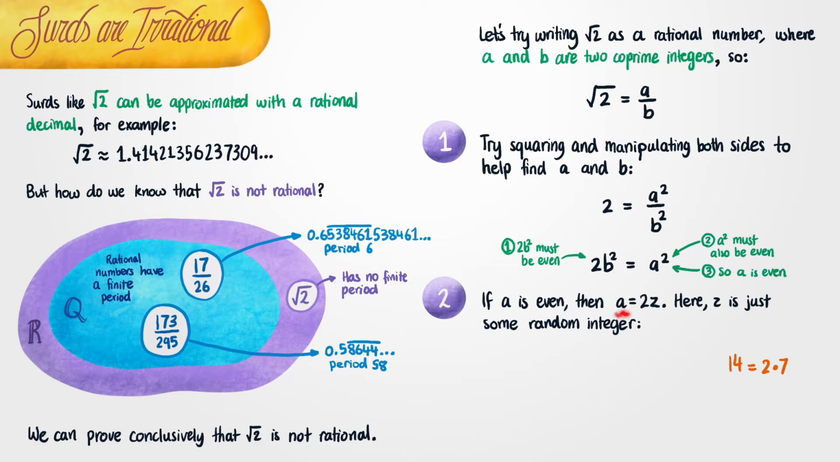But if we know that a is exactly the same thing as 2 times z, then we can go ahead and replace this a over here with 2 times z. Make sure you don't forget your brackets though. So by replacing a with 2z, we know that 2b squared is the same thing as (2z) squared. Now we can use the index laws to distribute this 2 to both of these terms. After this, we can say that 2 squared is the same thing as 4. And then if we just go ahead and divide both sides by 2, then this 2 will disappear, but 4 divided by 2 will just be 2.